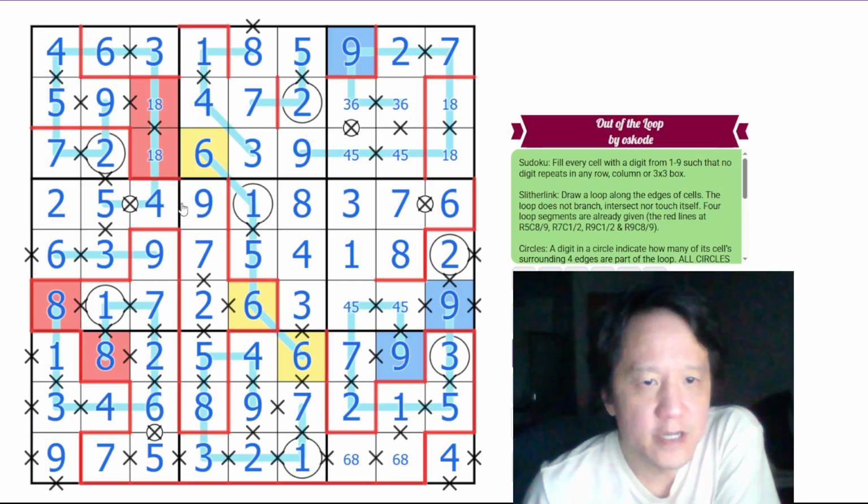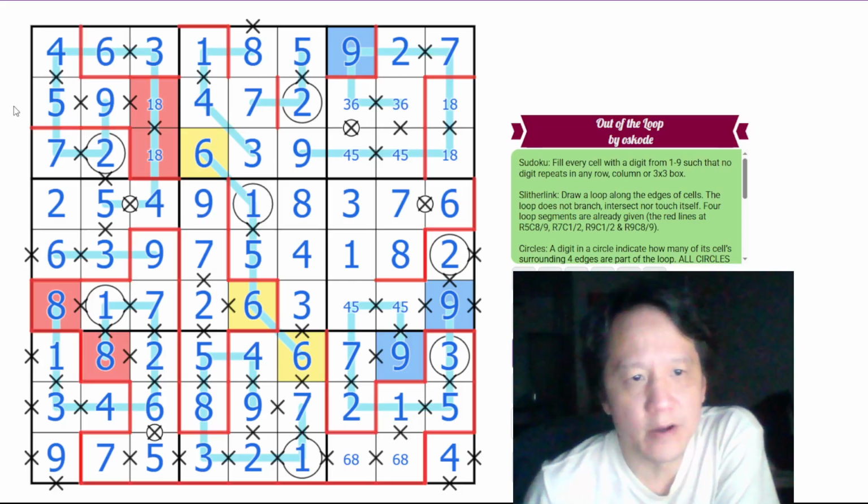What does this connect to? Can't connect to here because this would branch. This cannot connect to anything here, so it must go around. So this must connect this way. This has to connect to here. I guess it could go up, so that's not necessarily true.